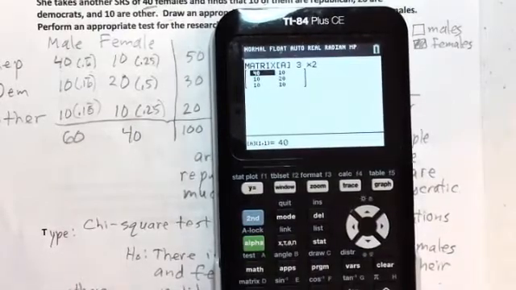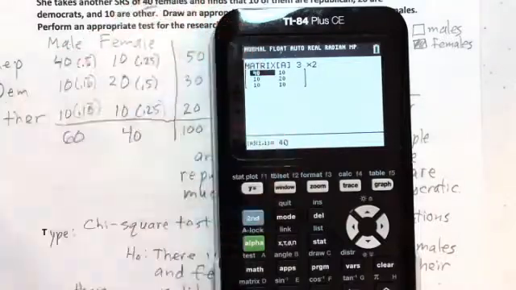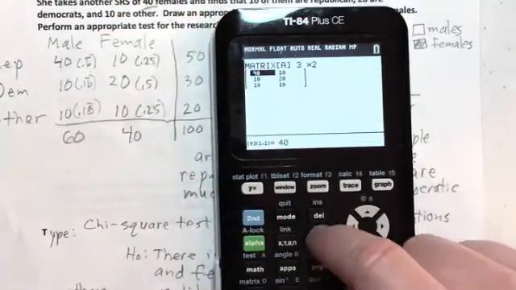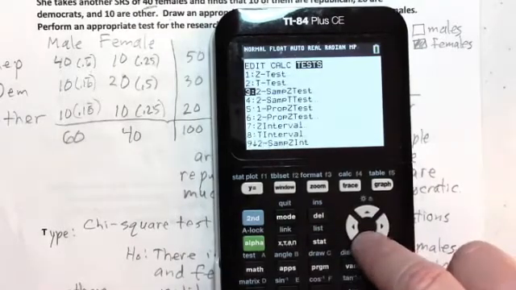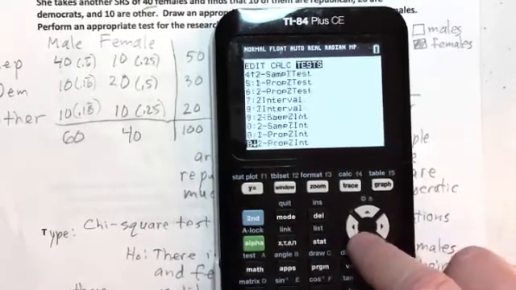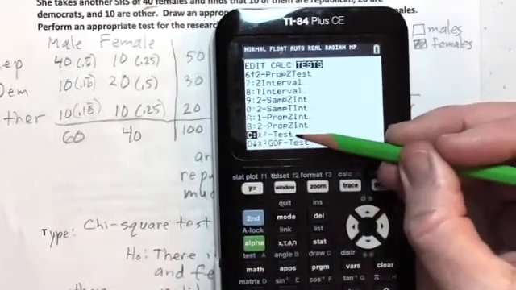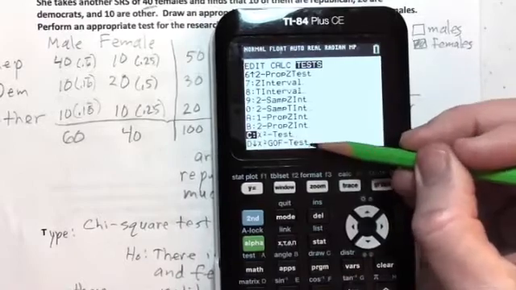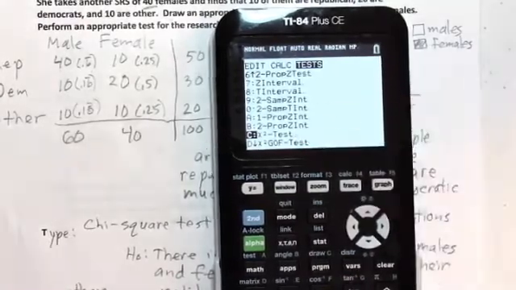All we have to do at this point to get our test statistic, p-value, and degrees of freedom is to do this now. We can do the chi-square test. So we do stat, we go to test, and we scroll all the way to chi-square test. There it is. Now, chi-square goodness of fit, that's section 1. This is section 2. So this one works with a list. This one works with a matrix. And so we enter on that.